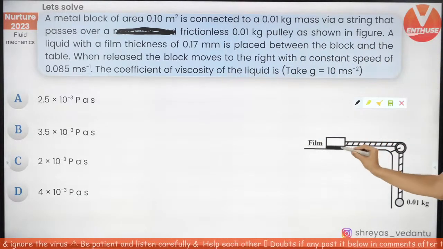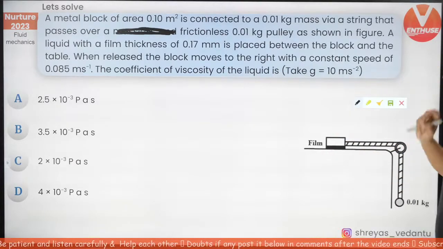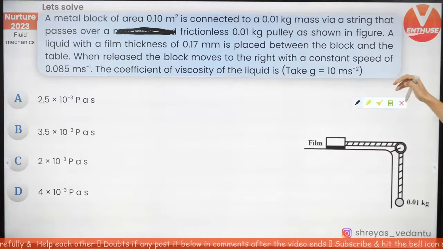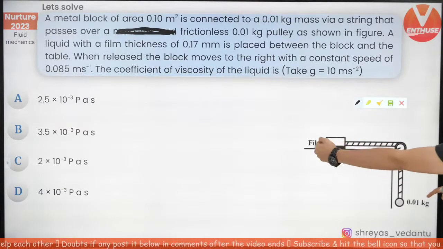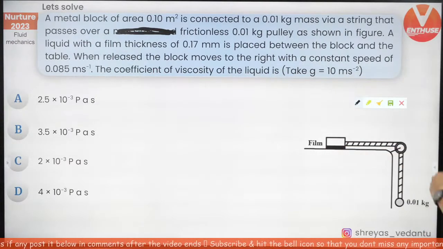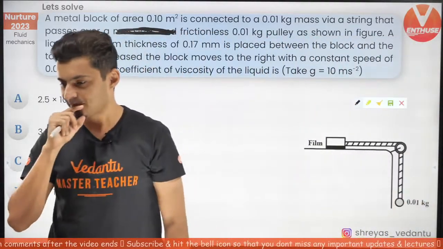A liquid over here you can see, and a film thickness of 0.17 millimeters is placed between the block and the table. This is the table. When released, the block moves towards the right with a constant speed of so much. The coefficient of viscosity is how much? G value should be taken as 10.